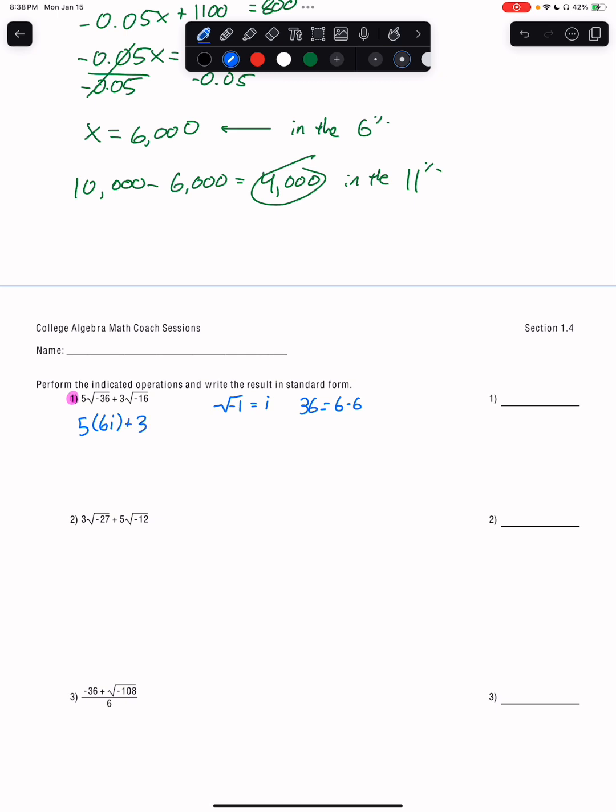We do a similar thing here. Change this to 4i, because 16 is 4 times 4. So we can simplify it, and then the i to get rid of the negative. Multiply this out, we'll have 30i plus 12i. And simplify, and we have 42i. Perfect.